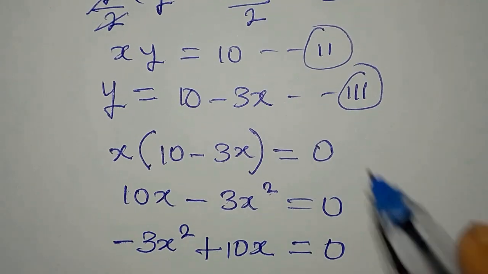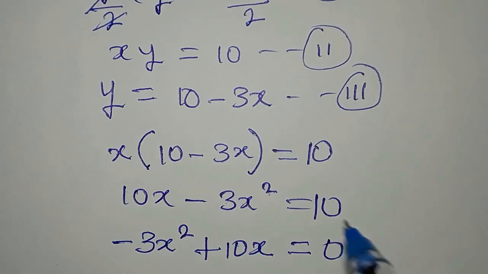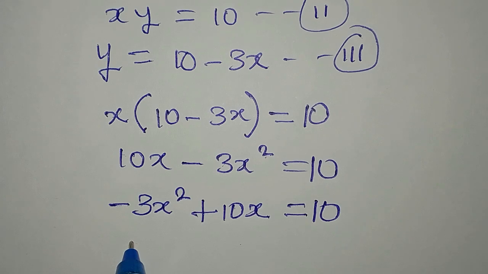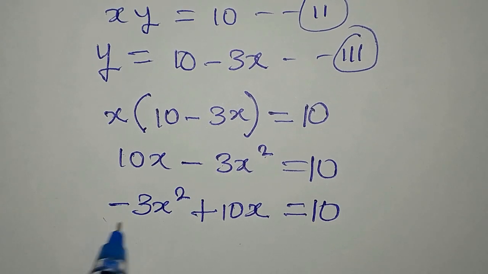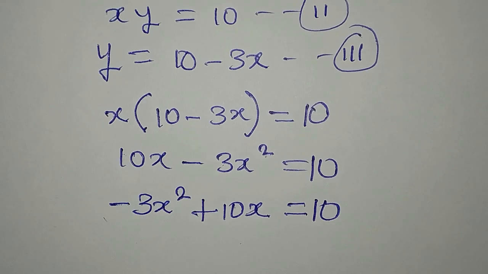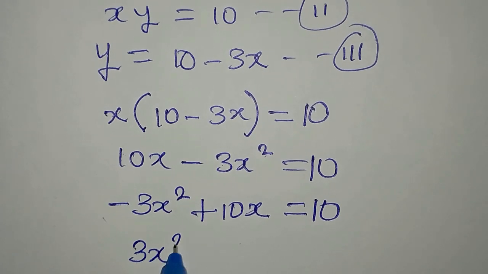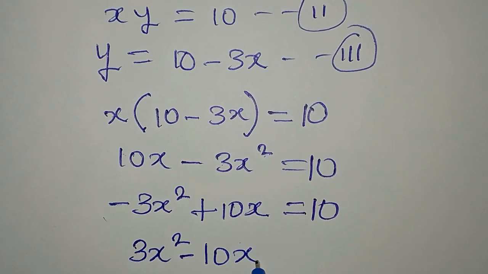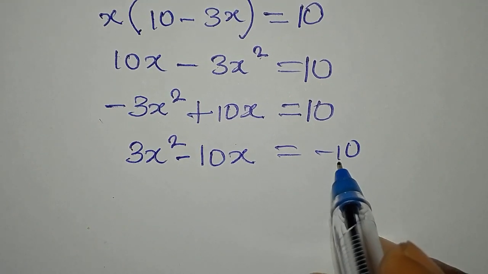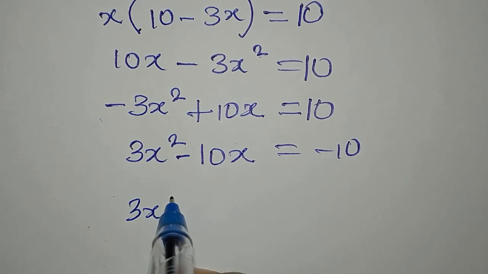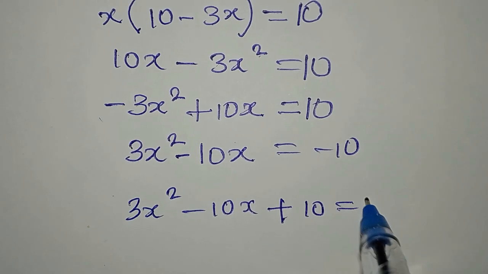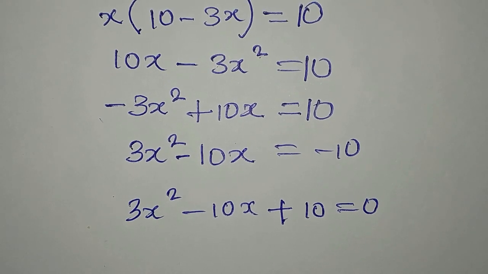Is it 0 or 10? It is 10. So we write 10 over here. Now, let's turn this to positive by multiplying everything by negative 1. So we have 3x squared minus 10x equals minus 10. Now take the constants to the left. So we have 3x squared minus 10x plus 10 equals 0. And this is a quadratic equation.